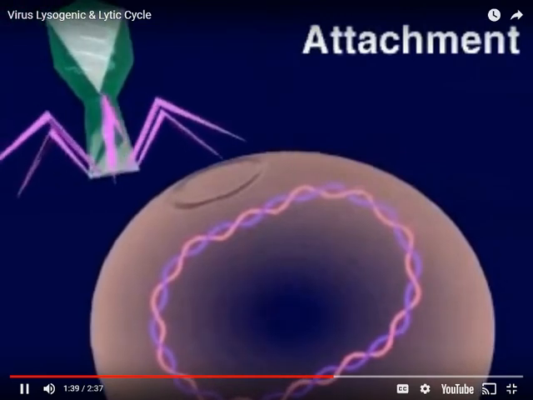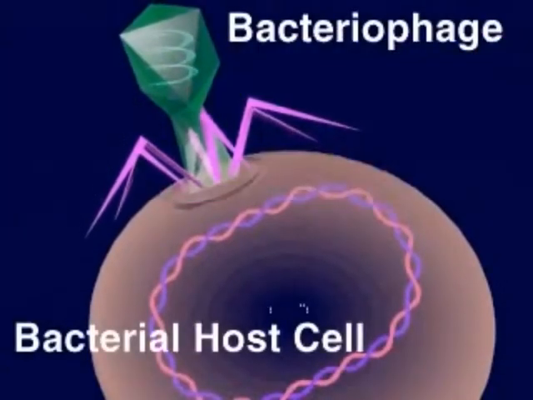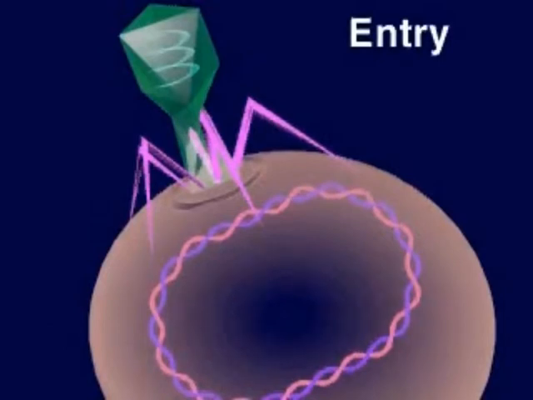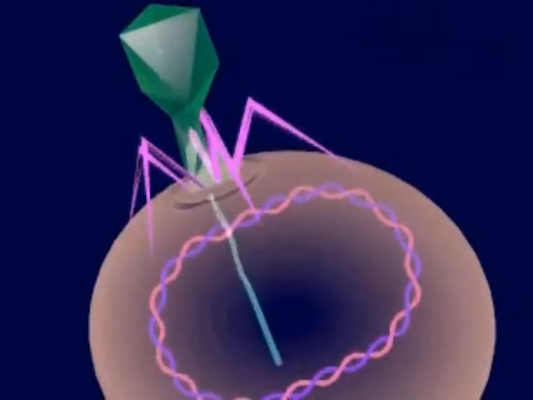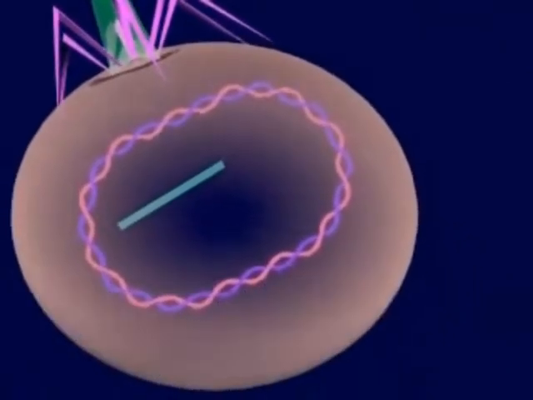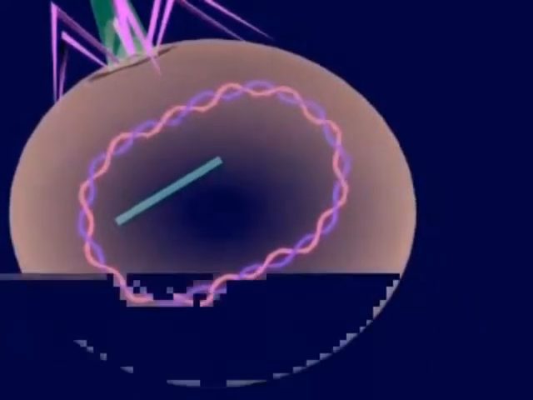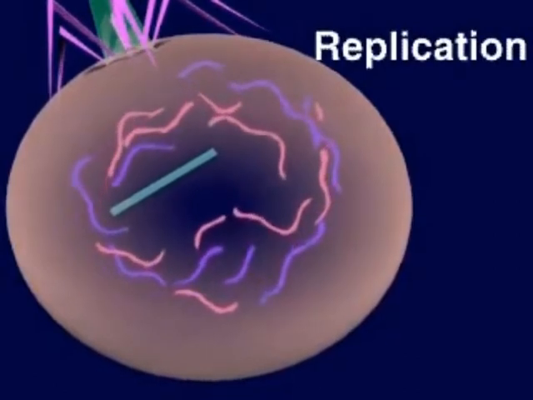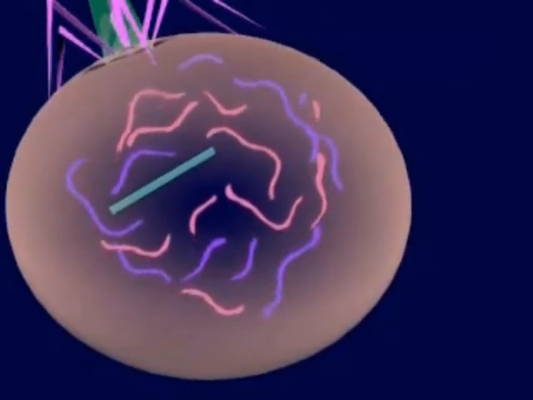A bacteriophage attaches to a bacterial host cell by recognizing and locking onto a specific receptor site on the surface of the host cell. The virus then injects its DNA into the host cell. The empty coat remains outside the cell. Inside the cell, the viral DNA breaks down the host cell's DNA.